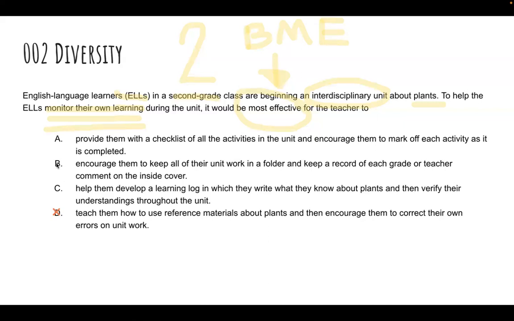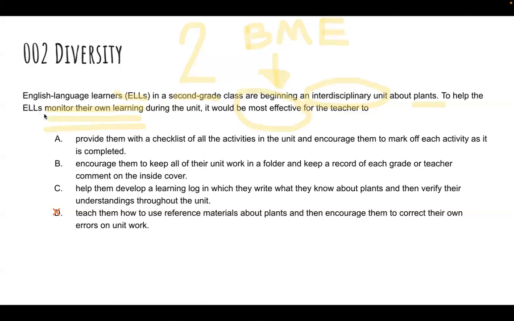C, help them develop a learning log in which they write what they know about plants and then verify understandings throughout the unit. So I don't want to eliminate this one just yet because they can do a learning log in the second grade. And they do need to practice writing.